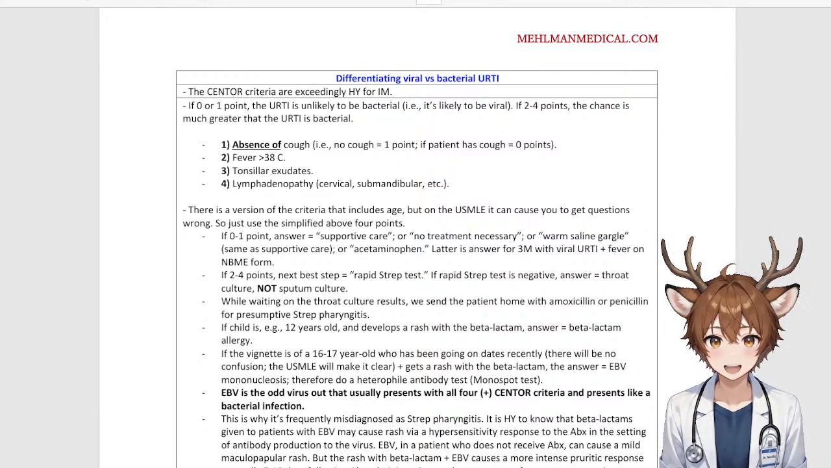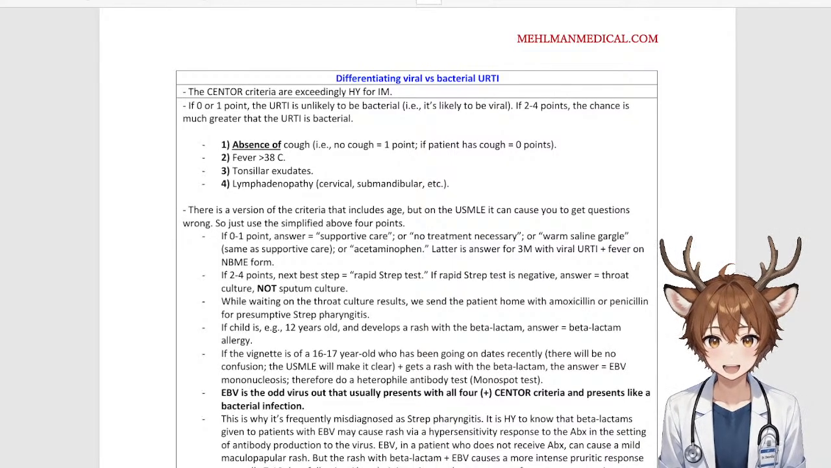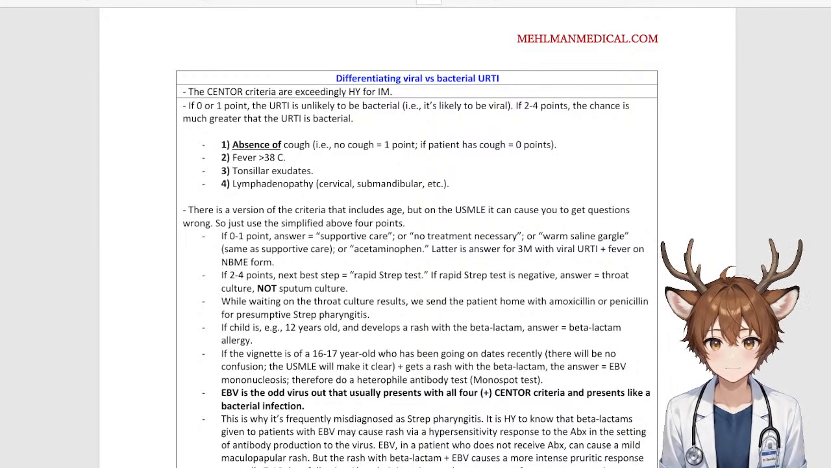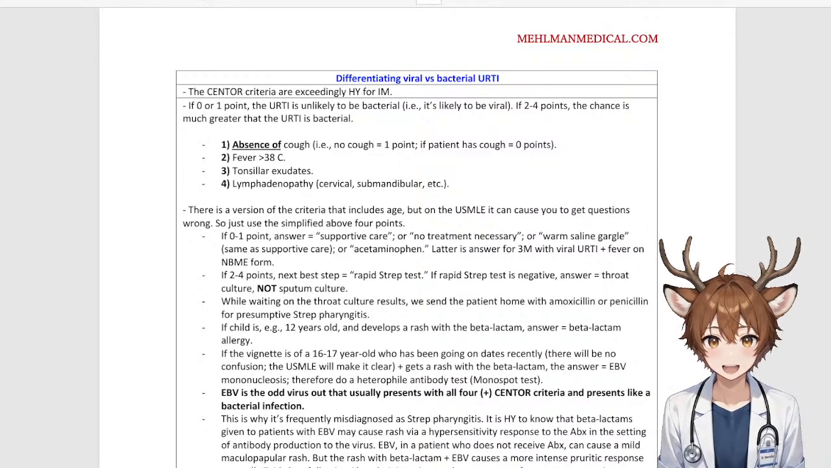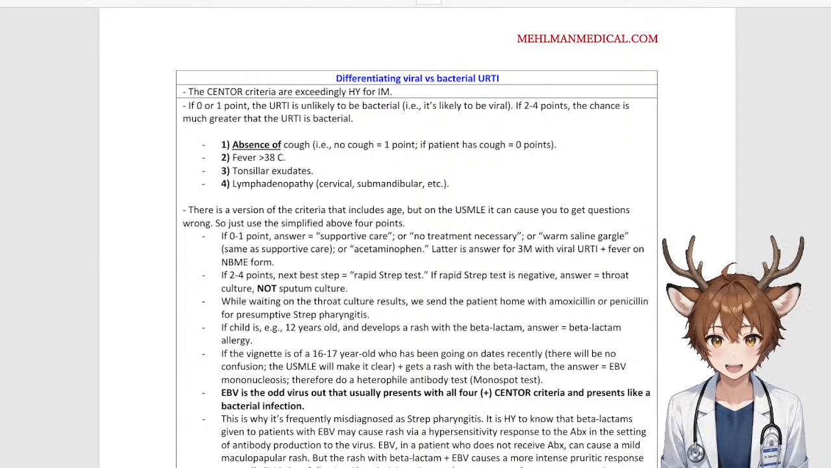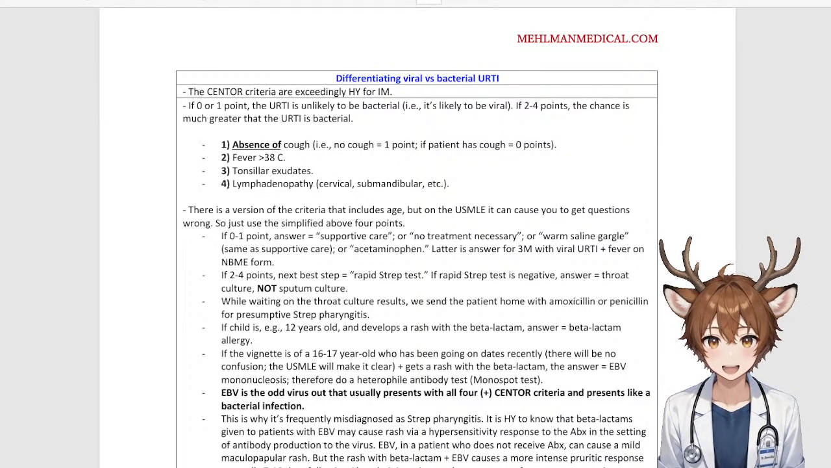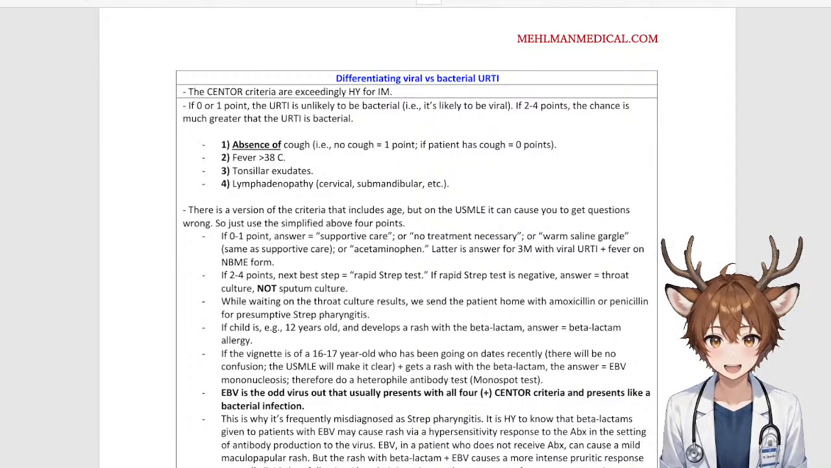Differentiating viral versus bacterial upper respiratory tract infections. The Centor criteria are exceedingly high yield for IM. If 0 or 1 point, the URTI is unlikely to be bacterial. That is to say, it's likely to be viral. If 2 to 4 points, the chance is much greater that the URTI is bacterial. So here's the criteria for Centor.